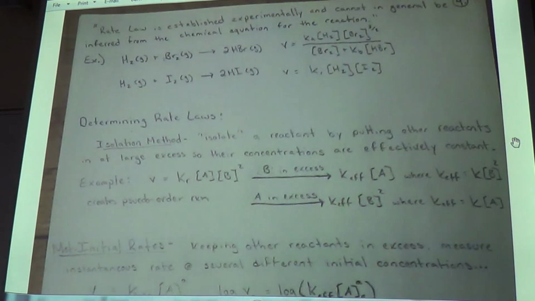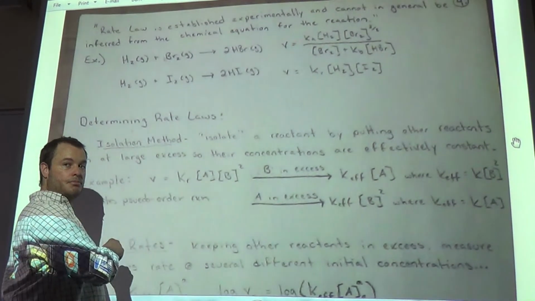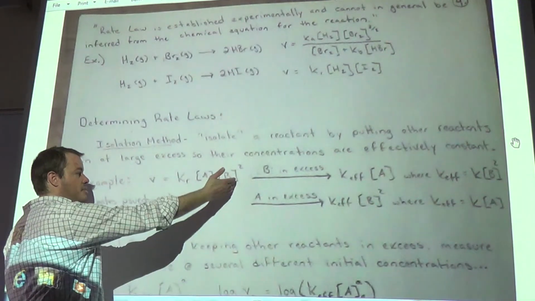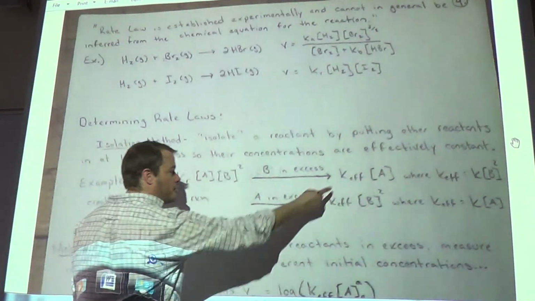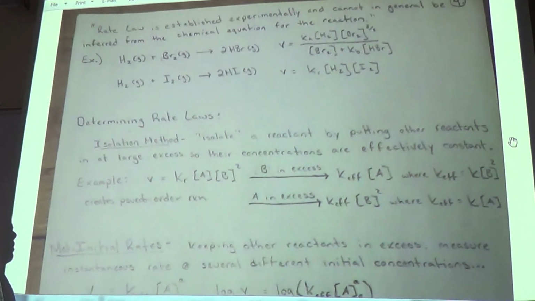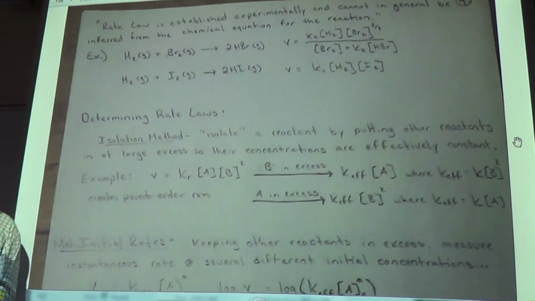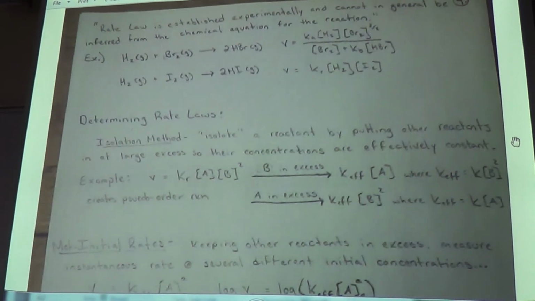In that case, your concentration of B can be absorbed into your rate constant, right? Because if B is a constant and this is a constant, they converge into a K effective, an effective rate constant. And so then you have a rate law that ends up being first order in A instead of a rate law that is first order in A, second order in B, third order overall.